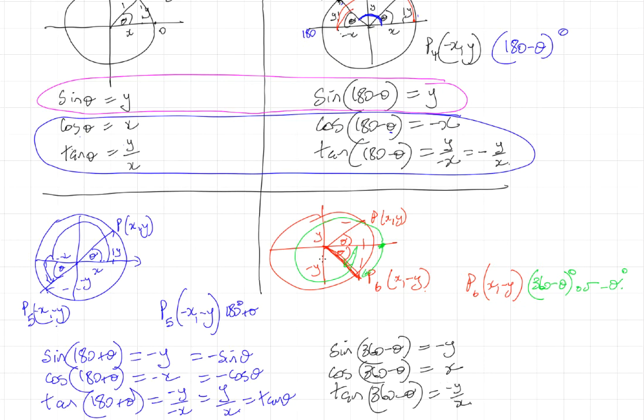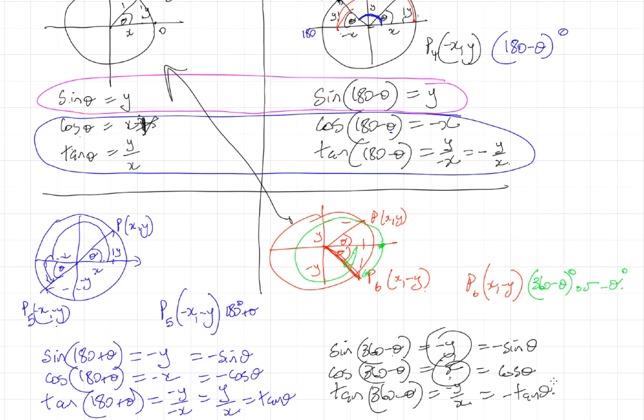Now how does that relate back to the first quadrant? Well, we've got sine of 360 minus theta is negative y, so it's just equal to negative sine theta. Cos of 360 minus theta equals x, and we go back here, x is equal to cos of theta. So the cos of 360 minus theta is exactly the same as cos of theta. Tan is minus y on x, so that's equal to minus tan theta.